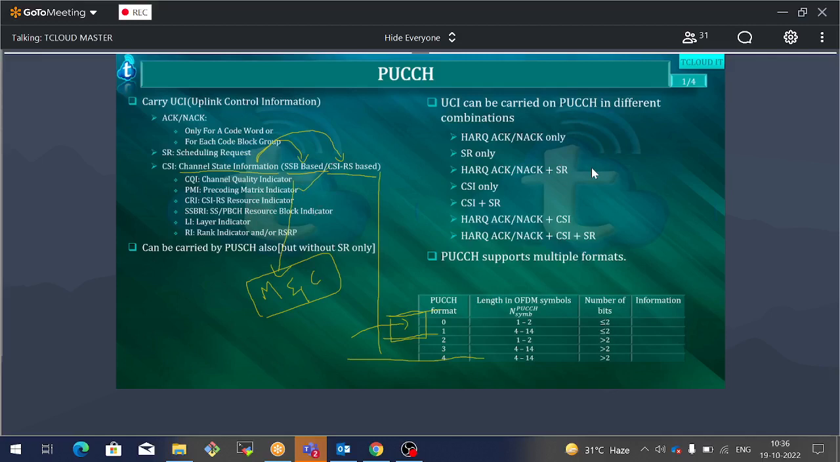Next, the precoding matrix indicator, which we know already from our MIMO session. In the singular value decomposition, the V in V transpose calculated from the SVD is typically what we call the precoding matrix indicator.